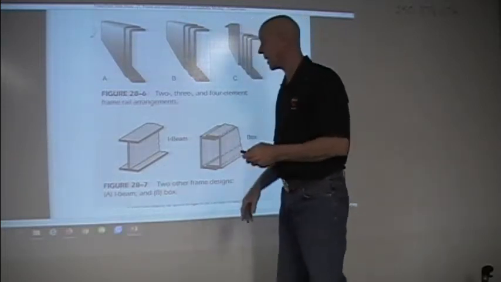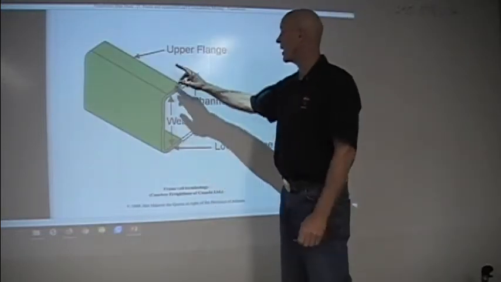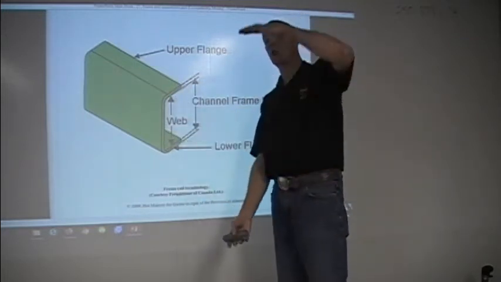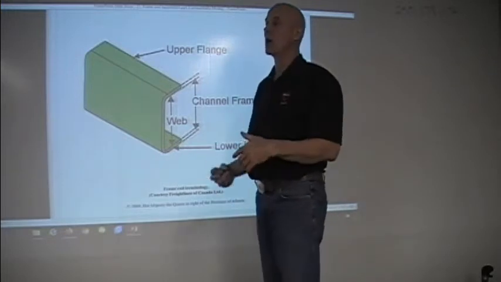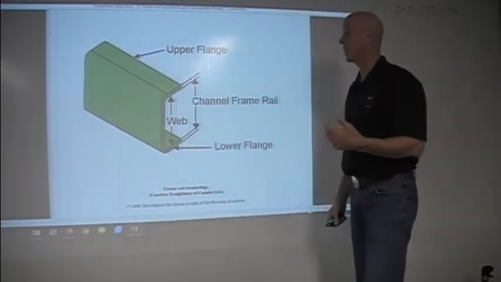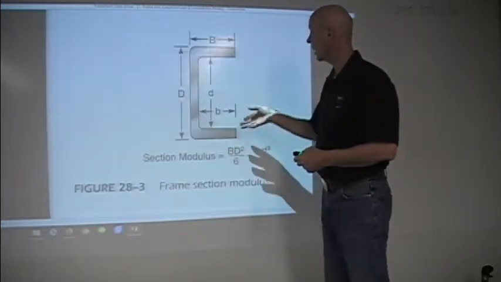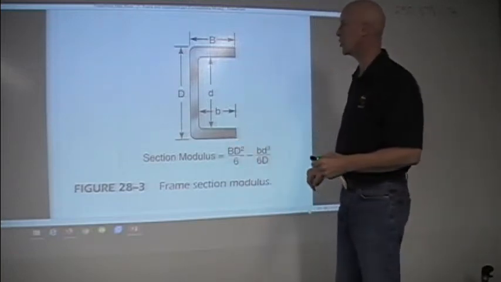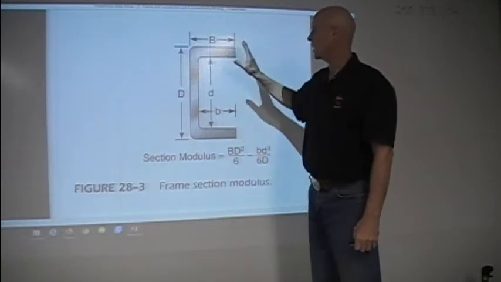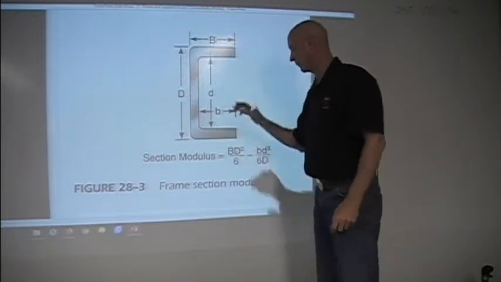Okay, so if we take a look at terminology, we have our upper flange, our lower flange, and our web. Now, we can have a larger web, which is going to give us a larger resisting bending moment. We can change the thickness of the C-channel, and that's going to make that frame rail stronger. So there's a thing called section modulus. You don't have to remember this. But what an engineer will do is it will give me the strength of that frame.